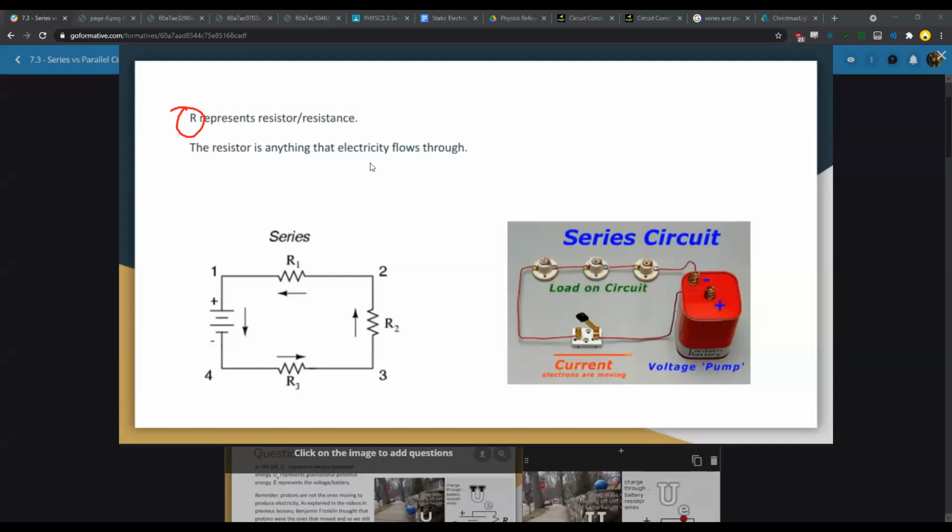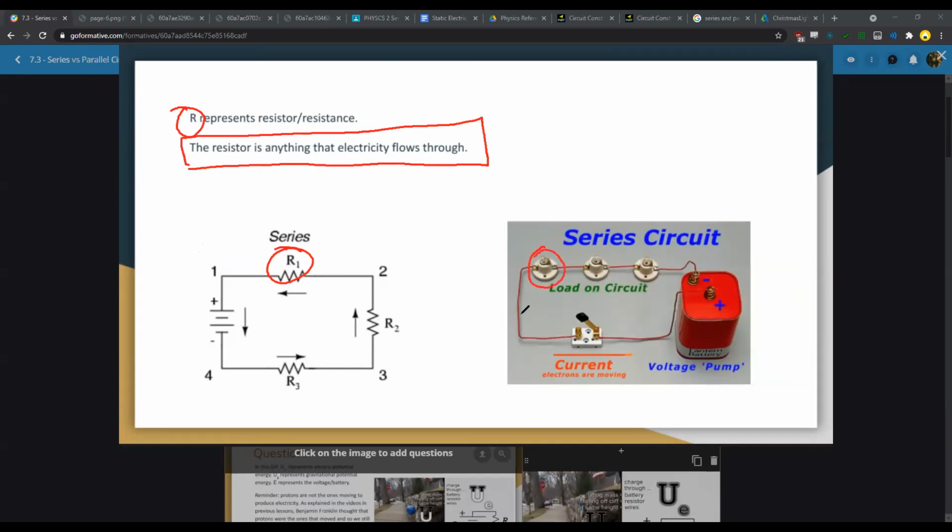I want to begin this by introducing to you guys something we call series circuits. All right, so R represents a resistor or resistance. So if you see R1 over here, that means the first resistor. Now a resistor is anything that electricity can flow through.